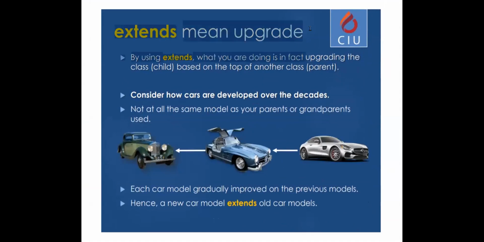Okay, most people do not understand the relationship between parent and child, and they think that the child is kind of like a lesser being compared to the parent, but it is not true. It is the parent who is basically very abstract, and the child is more defined. Okay, by using the extends, you establish an is-a relationship between the classes, and with each child you make an upgrade. A good example is how the cars are developed over the decades.